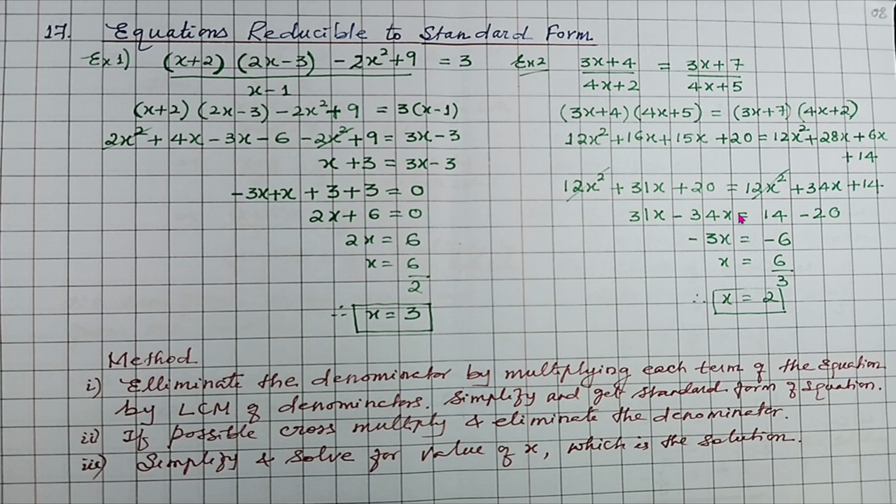So this is how we go for solving the equation, converting them into standard form. Now remember the method here: eliminate the denominator by multiplying each term of the equation by LCM of the denominators. Simplify and get standard form of the equation. This is a very important step here. First step is eliminate the denominator and check how many denominators are there, multiply them, eliminate the denominators, and simplify and get a standard form as we have got it here. Now if possible, cross multiply and eliminate the denominators. Again that is also true here, we can cross multiply and eliminate the denominators, simplify and solve for value of x, which is the solution.